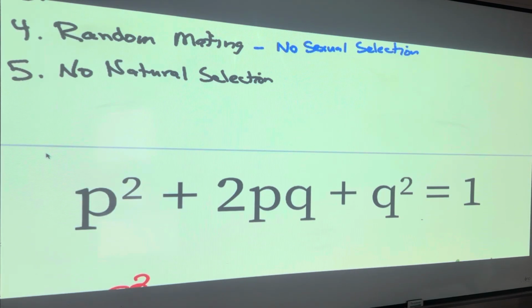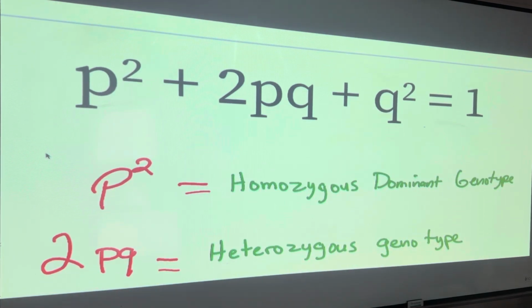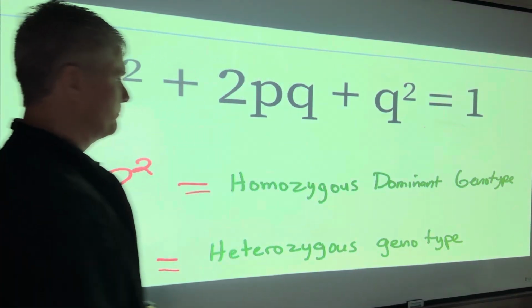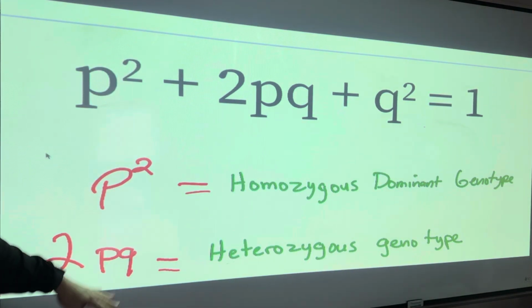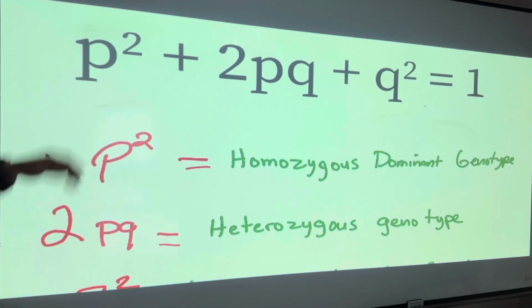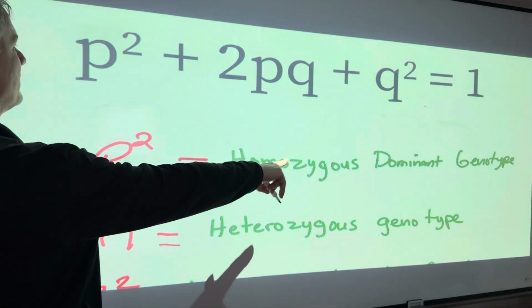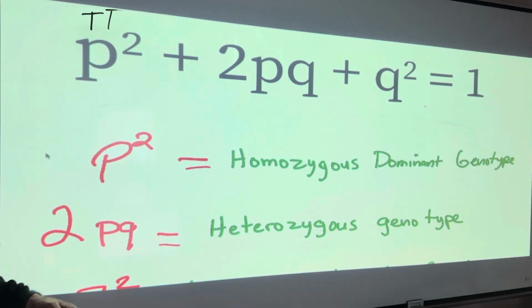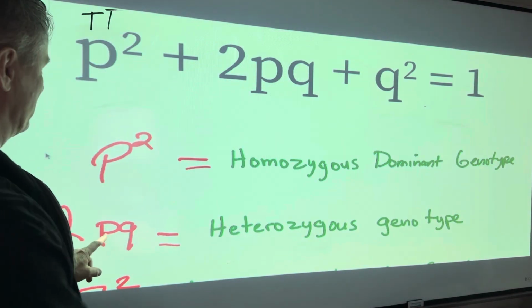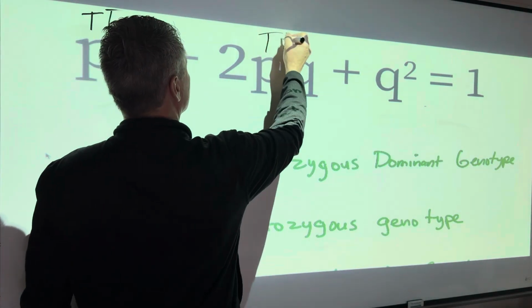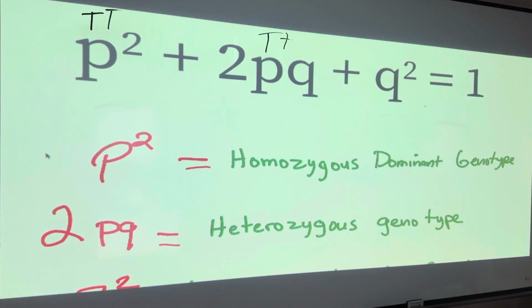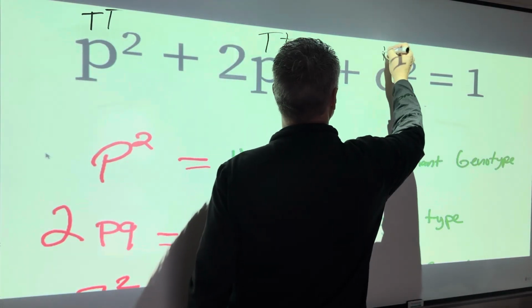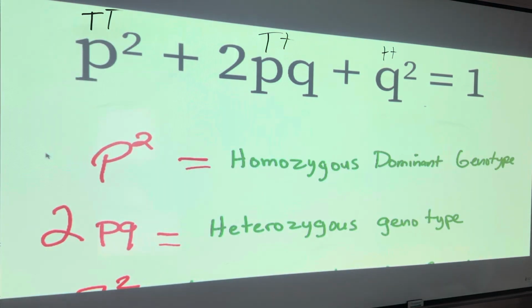Now, let's look at the formula. If you know what the variables mean, you got it. I have them written down here, but I'll put it up a little more. This p squared is the variable for the homozygous genotype. If we continue to use the t's for tall, that would be the homozygous dominant genotype. Then you add that to the 2pq, which is your heterozygous genotype. And then you can guess what the q squared is. That's your homozygous recessive genotype.